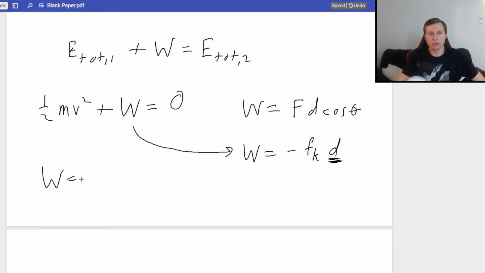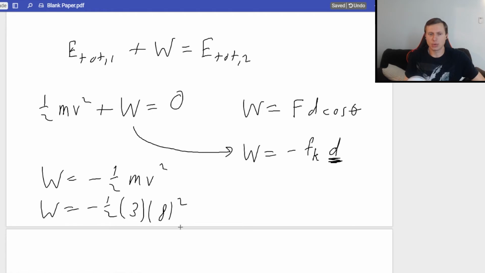So w equals negative 1/2 mv squared. I just subtracted 1/2 mv squared from both sides. I'm going to plug in work equals negative 1/2 times mass is 3 times velocity is 8 squared. It's going to be 64 divided by 2, which is 32 times 3. Negative 96. I just want to make sure that's right. Yes, great. Negative 96. And the units for work, that's right, they're joules. Capital J.